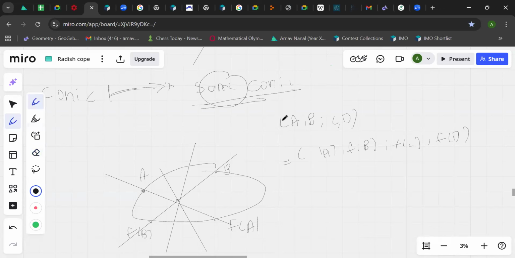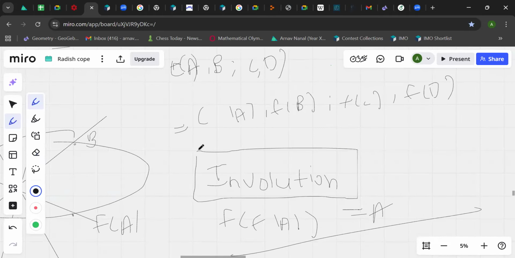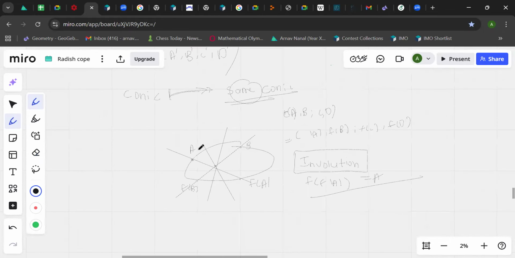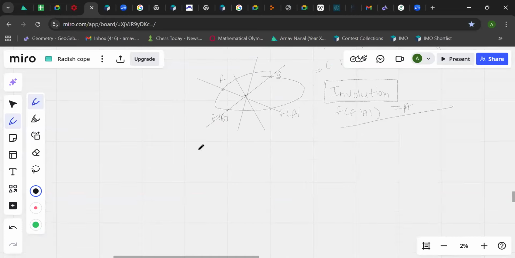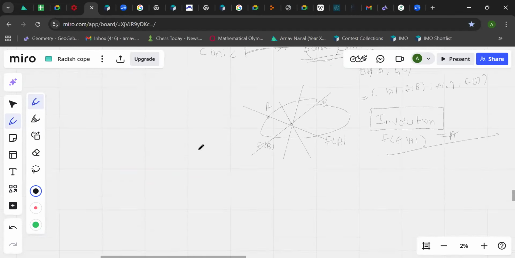That is because this is an involution. By involution, I mean if you apply it two times, it will still give the same thing. Yes, precisely. So basically, just remember this term involution because eventually this is a projective term. We will eventually classify involutions in this manner. So you have this thing. I hope this is clear to everyone.